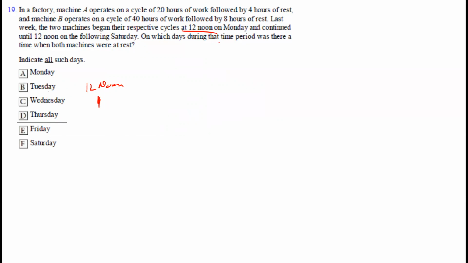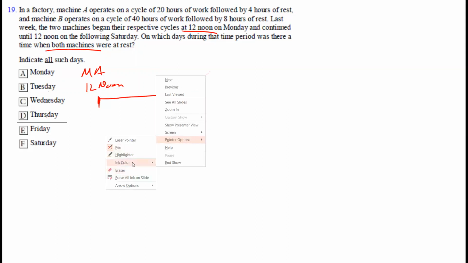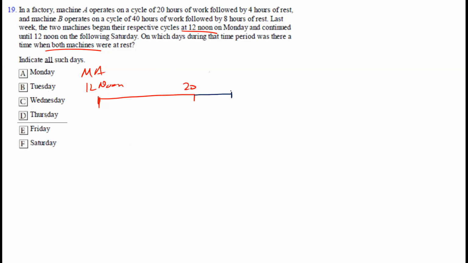Now, on which days during that period was there a time when both machines were at rest? We also need to know that the two machines began their respective cycles at 12 noon on Monday and continued until 12 noon on Saturday. Okay, so let's do it for machine A. It works for 20 hours, and then there is a break. Now let's use a different marker for the break. Then 4 hours for the break.